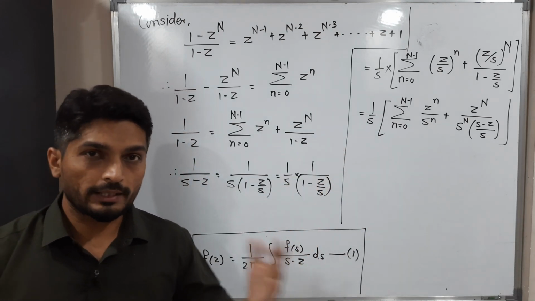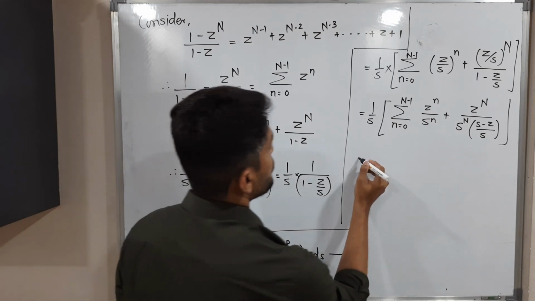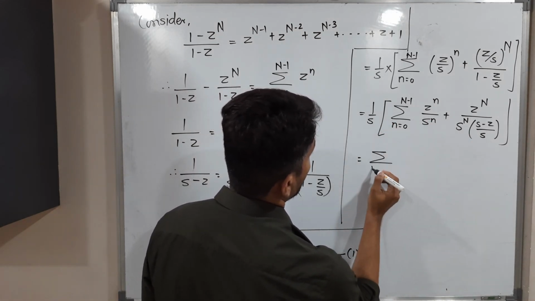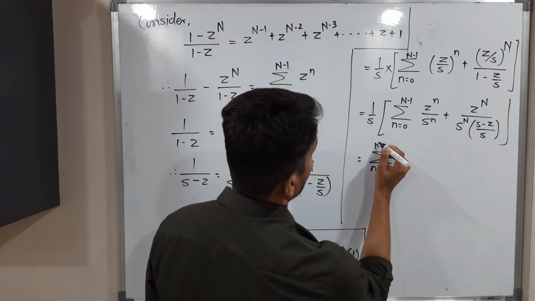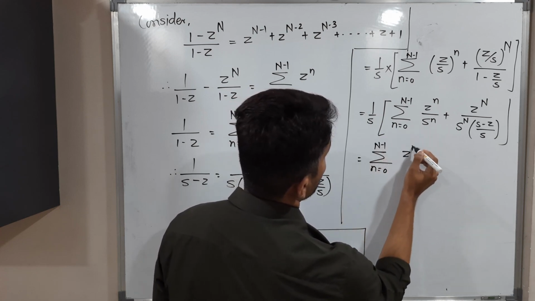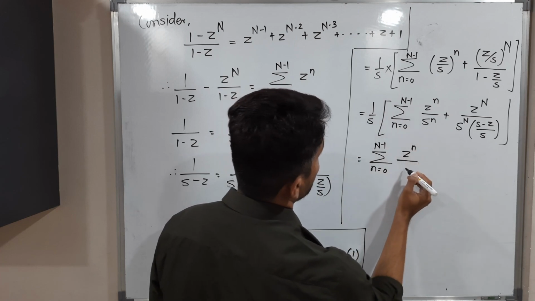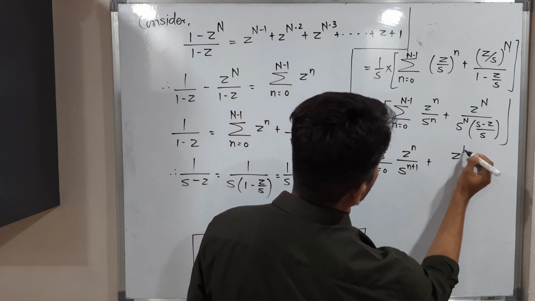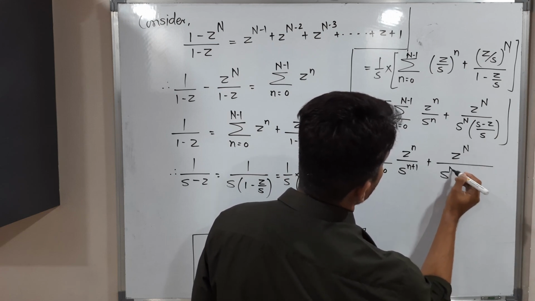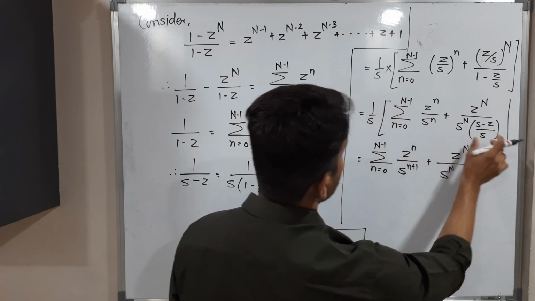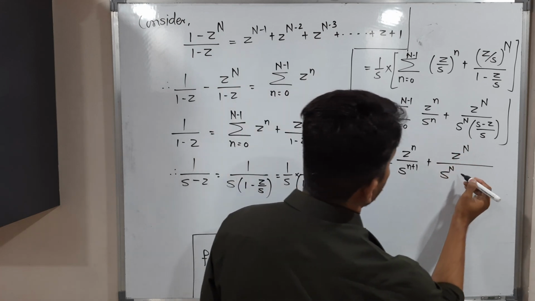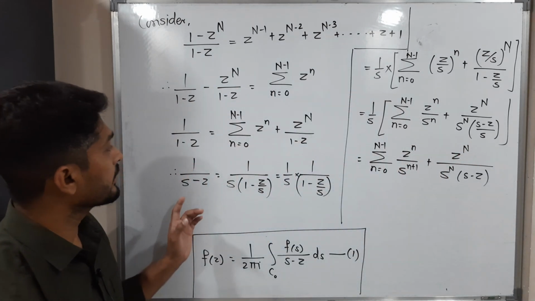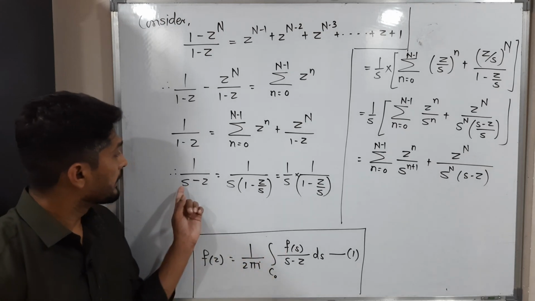So let us take 1 by s inside. I am multiplying both terms by this 1 by s. So summation n from 0 to N minus 1, z raised to n upon s raised to n plus 1, plus z raised to N upon s raised to N. If you multiply this bracket by 1 by s, the s's cancel and we get s minus z. So finally we got the expansion of 1 upon s minus z.